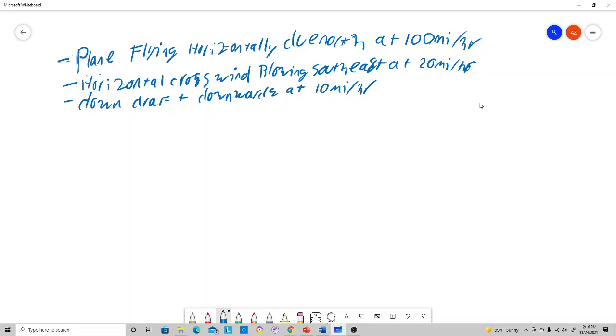Okay, so to start off, the idea of what's a vector, this is a good example. A plane is flying horizontally due north at 100 miles per hour, and then a horizontal crosswind is blowing southeast at 20 miles an hour, and then a downdraft downwards at 10 miles an hour. So we're working in 3D space now. So what we want to do is draw a three-dimensional graph.